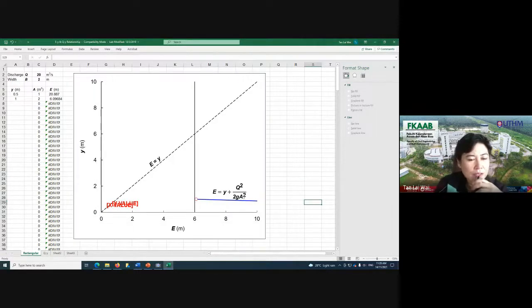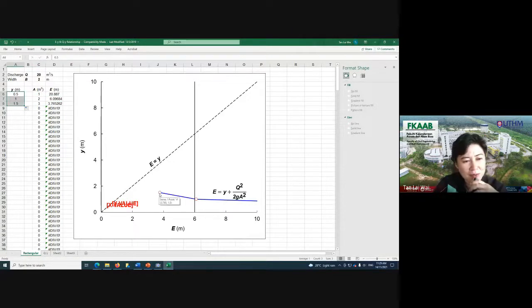Of course, the point of 20 here is not within this graph here, or within this limit. 20 is actually way beyond 10. Because if I want to plot 20, the graph will be very small. I actually want to enlarge this. That's why I plot until 10 meter only. So I have that. When the depth of flow is 1 meter, my flow area is 2 meter squared, then my specific energy is 6.097, which is here. Now, what would happen if my depth is 1.5 meter?